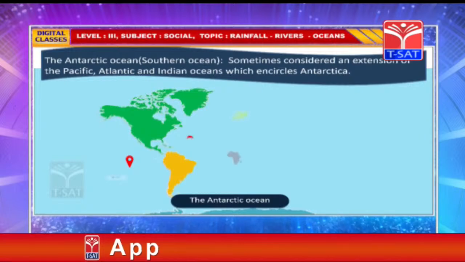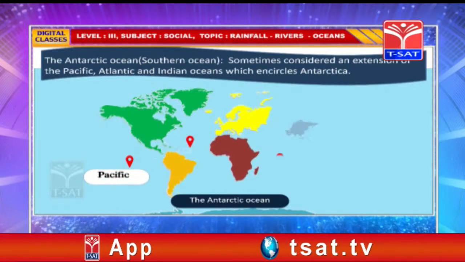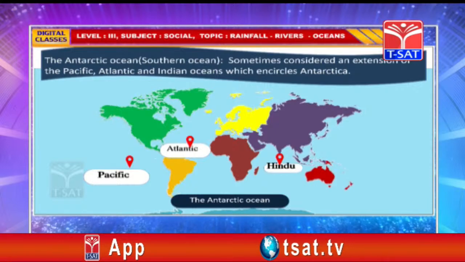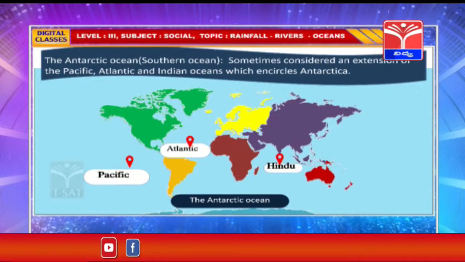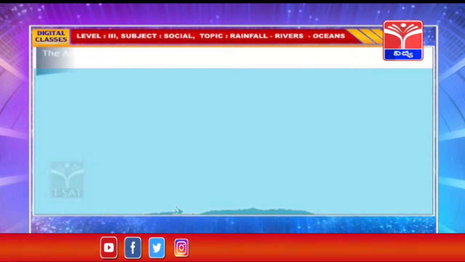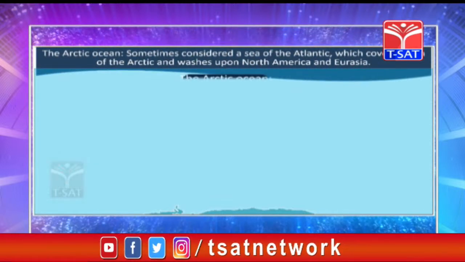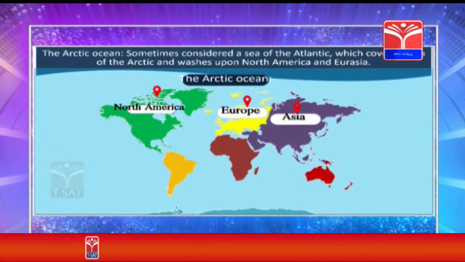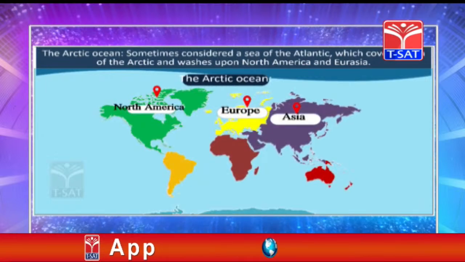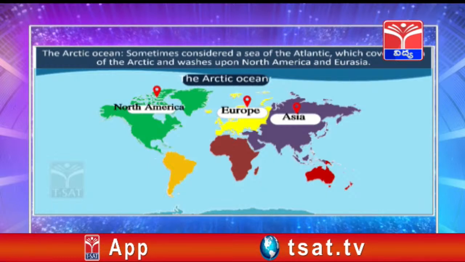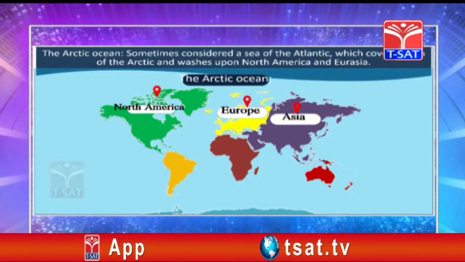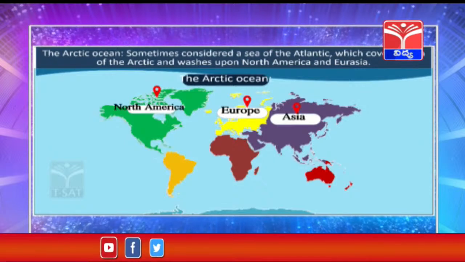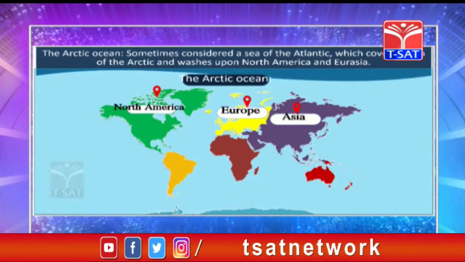The Antarctic Ocean or the Southern Ocean, sometimes considered as an extension of the Pacific, Atlantic and Indian Oceans, encircles Antarctica. And last comes the Arctic Ocean. It is sometimes considered as a sea of the Atlantic, which covers much of the Arctic and washes upon North America and Eurasia.